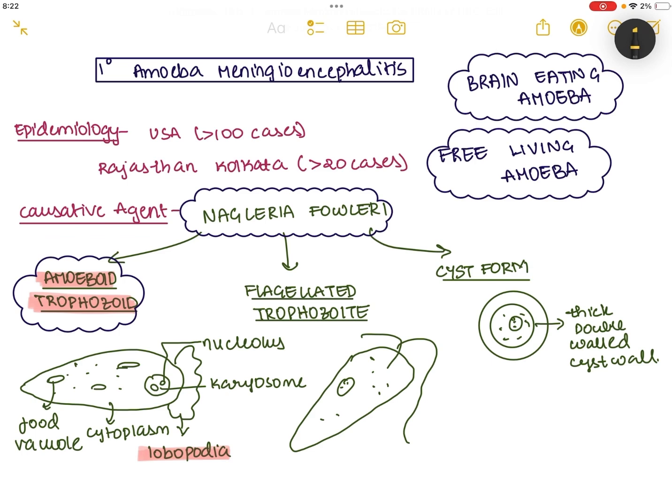So here you can see the structure of the amoeboid trophozoite. You can see the food vacuole, cytoplasm, karyosome, nucleolus, and the important thing you must remember in the amoeboid trophozoite is lobopodia. This word is important, lobopodia, right? In the flagellated trophozoite, you can see the flagella, and in the cystic form, you can see this thick double-walled cyst wall. So these are the three forms of Naegleria fowleri, and the amoeboid trophozoite is responsible for the infection, and also you can see it under the microscope when you collect the CSF from an infected person.